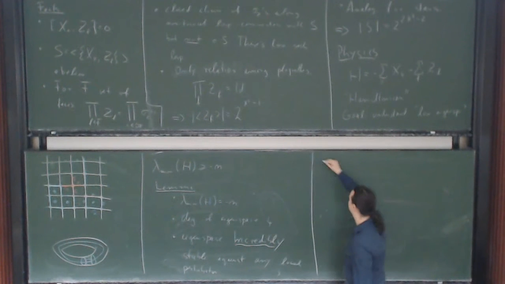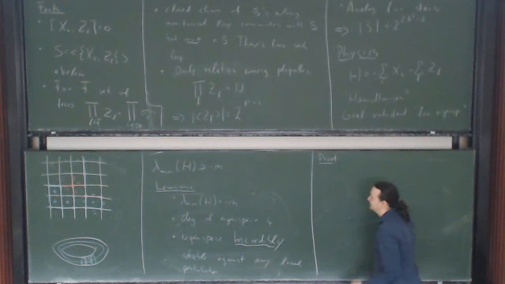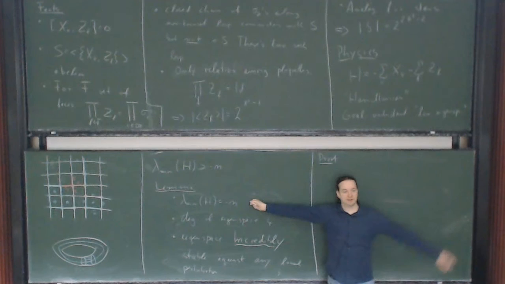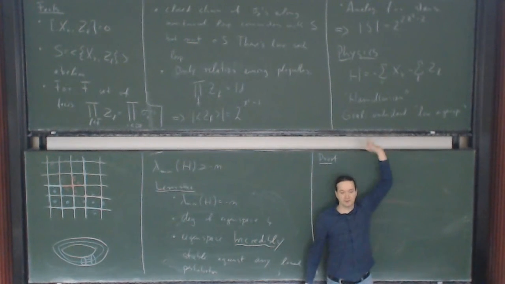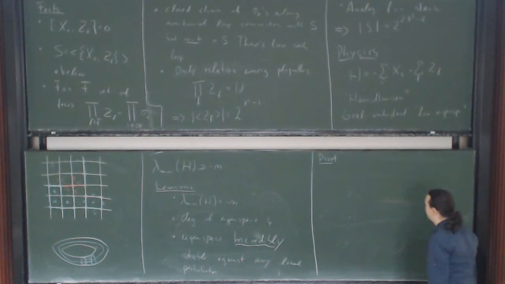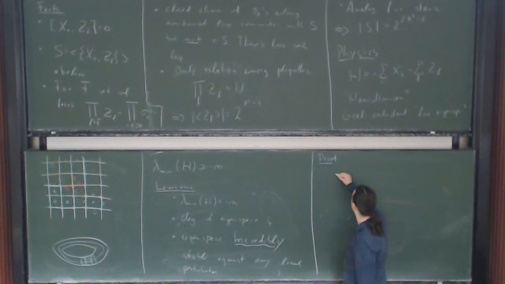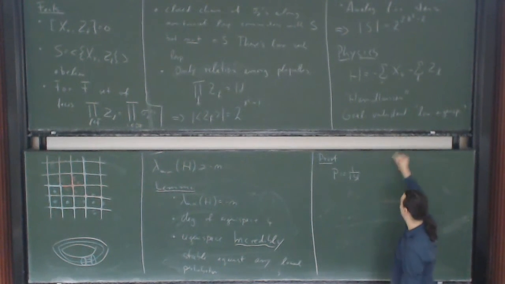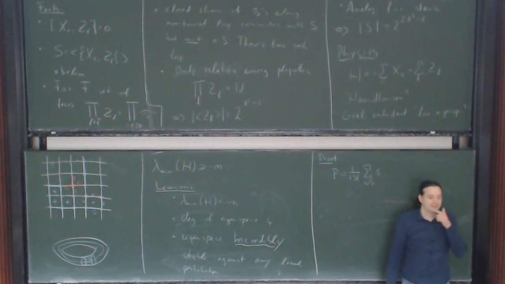Okay, so here's the proof sketch. I can meet a joint eigenspace of all these with eigenvalue minus 1. And to find this, I define an operator P, which is 1 over the size of the group generated by these terms, and then I sum over all elements in the group, and that's it. Yeah? So that's an operator.